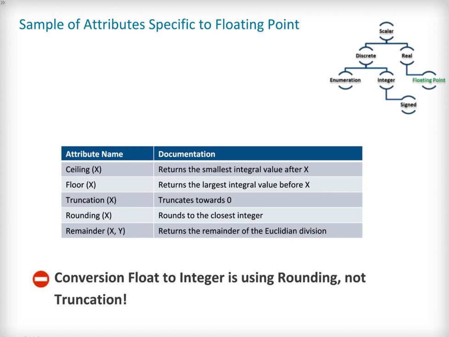One very important piece of information here with regards to conversion from floating point value to integer. A lot of languages are implementing this through truncation. However, with Ada, it's rounding that is used. So, in other words, the expectations that you will have in C in terms of conversion between float to integer will be invalid in Ada.